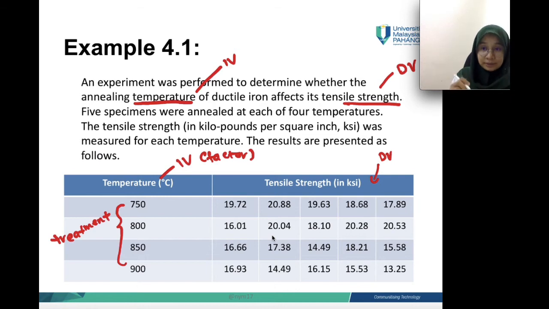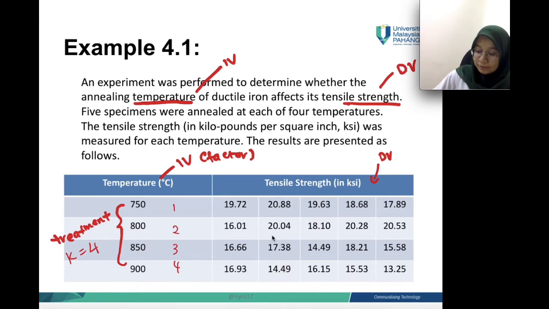Okay, treatment comes from factors. Factors come from the independent variable. How many treatments do we have here? 1, 2, 3, 4. Treatment 1 is 750 degrees C. Treatment 2, 800 degrees C. Treatment 3, 850 degrees C. Treatment 4, 900 degrees C. So the treatment is denoted by K. K equals 4. Alright.